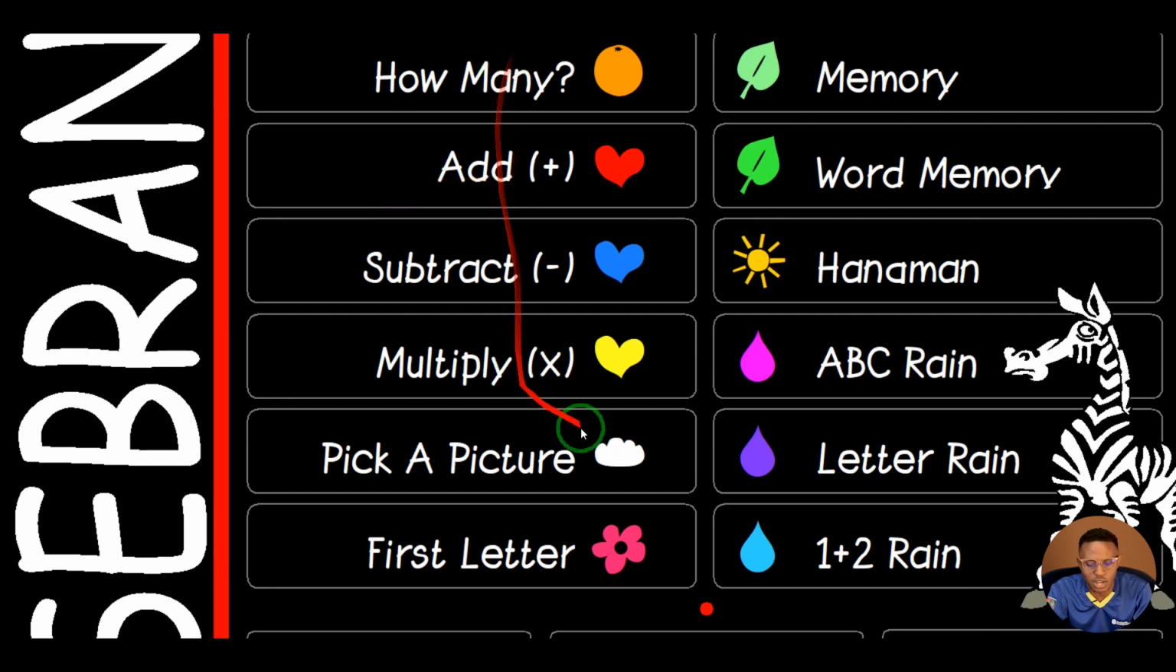So you can see the different activities we have here. We have how many, we have add, we have subtract, we have multiply, we have pick a picture, first letter, memories, word memory, and so on. So what I want you to do is to navigate through this software and choose any activity you want. Just have fun with it. So the first one, I just want us to explore. We'll just explore one or two, then I'll leave you to enjoy the software yourself.